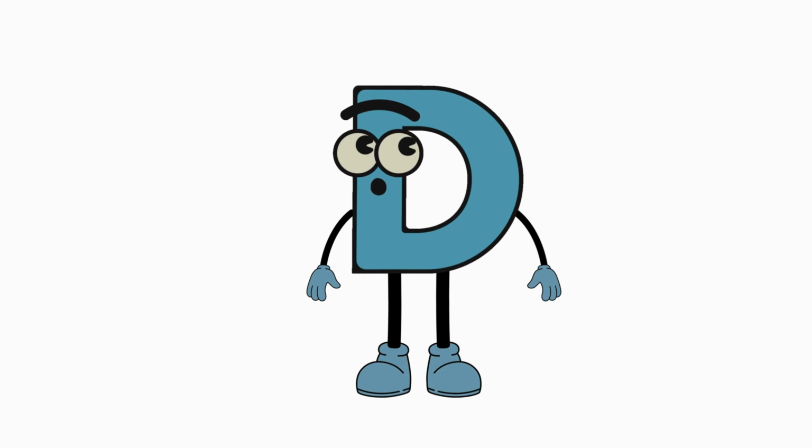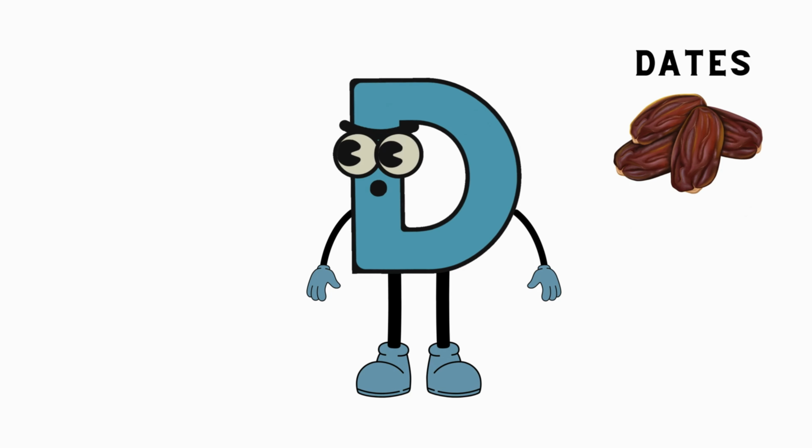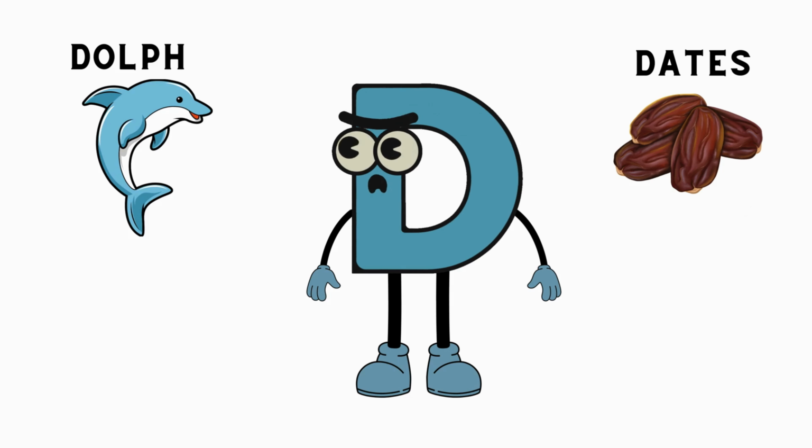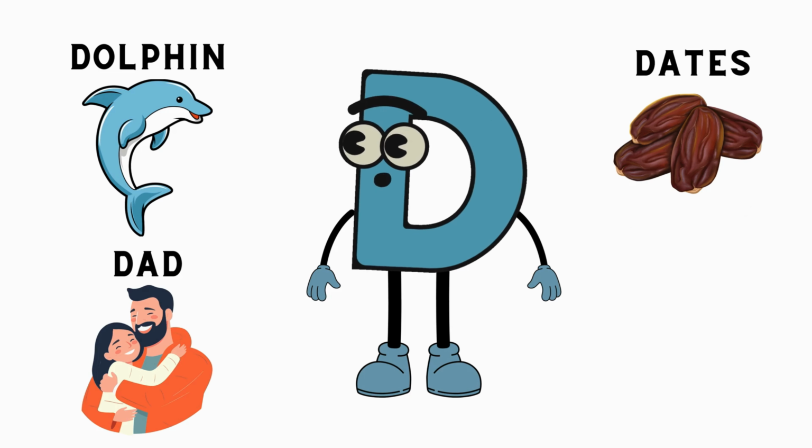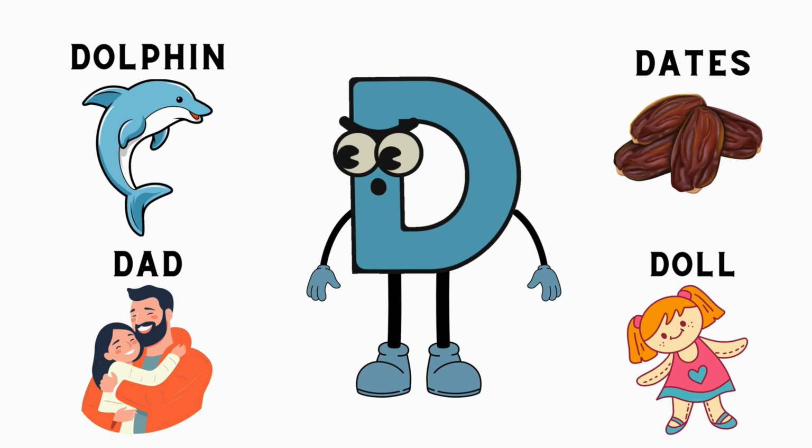The letter D is for date. Dolphin. Dad. Doll.